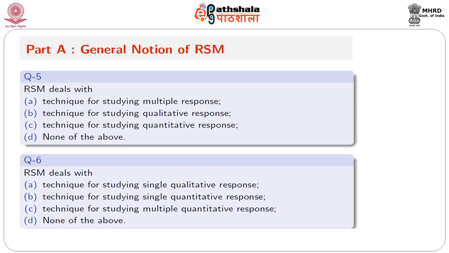Here the closest answer is C, as you can see, technique for studying quantitative response. Next one. Here again we want to know whether RSM deals with a technique for studying single qualitative response, or a technique for studying single quantitative response, or a technique for studying multiple quantitative response, or none of the above. As we are saying repeatedly, Y is the single response based on a combination of the regressors. It is never multiple quantitative response. So the closest answer is B, which says that it deals with techniques for studying single quantitative response.